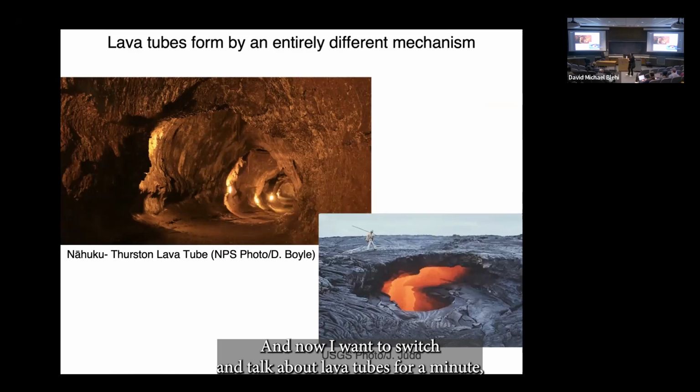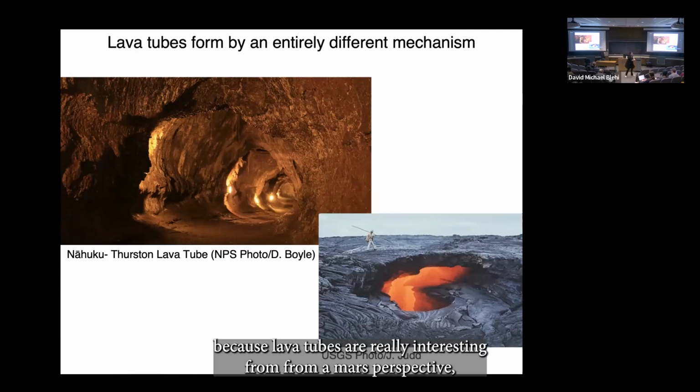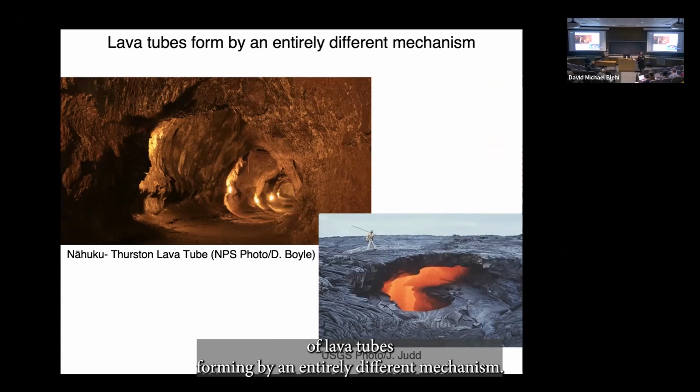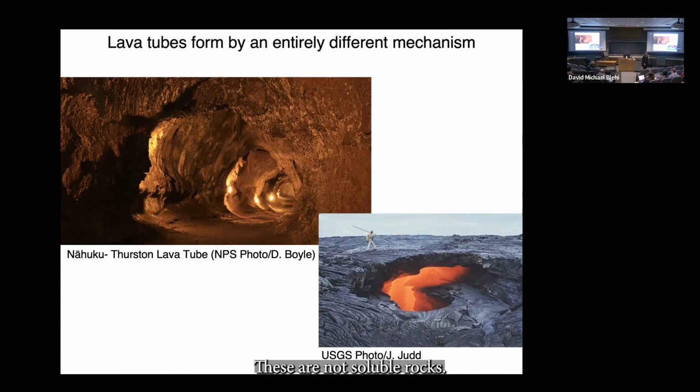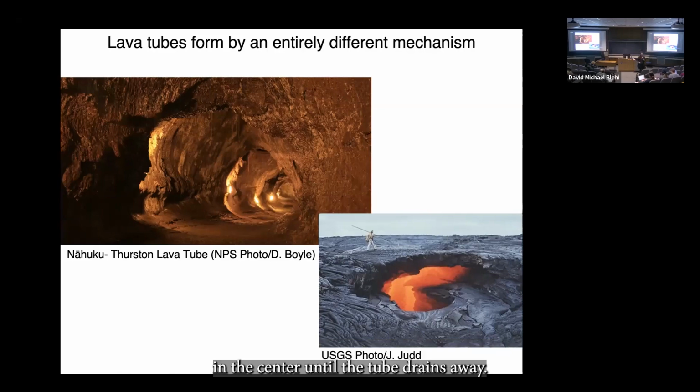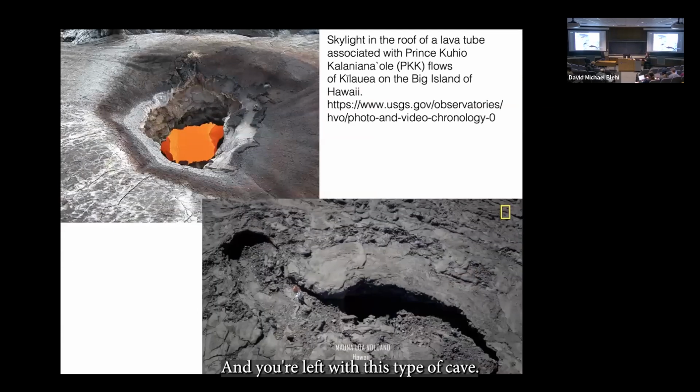And now I want to switch and talk about lava tubes for a minute, because lava tubes are really interesting from a Mars perspective, from a couple different angles. We're just going to let you see a couple pictures of lava tubes. They're forming by an entirely different mechanism. These are not soluble rocks. These are caves that are formed by lava cooling on the outside and then continuing to flow molten in the center until the tube drains away. And you're left with this type of cave.